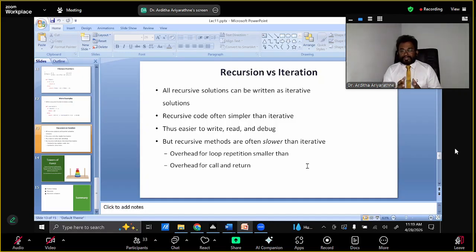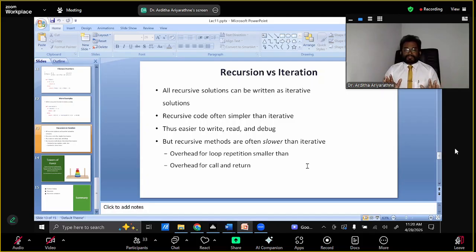To remember, we have to give some extra memory. We have to allocate some extra memory for that. That is the overhead. When we compare with iteration, the overhead for recursion is higher, right? So what do we have to do? In some situations where we need it, we can use it.